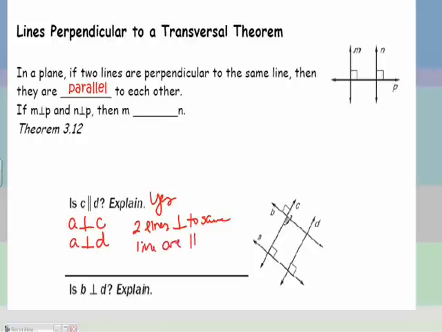All right, and then we need to know if B is perpendicular to D here. So I want you to think about that and think about what your explanation would be, and we will talk about that in our notes check.